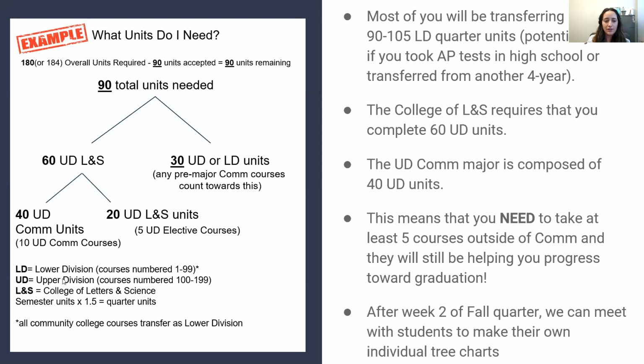The College of Letters and Science requires all students to complete 60 upper division units. Again, I want to clarify, upper division means courses that are numbered 100 through 199. So you'll see 60 units will need to be upper division. That's something that every student needs to complete. And as we mentioned on the previous slide, the comm major requires you complete 40 units that are upper division, or about 10 upper division comm courses.